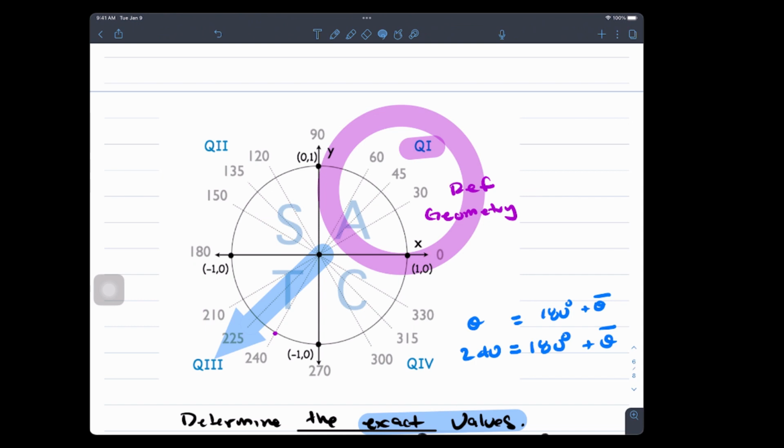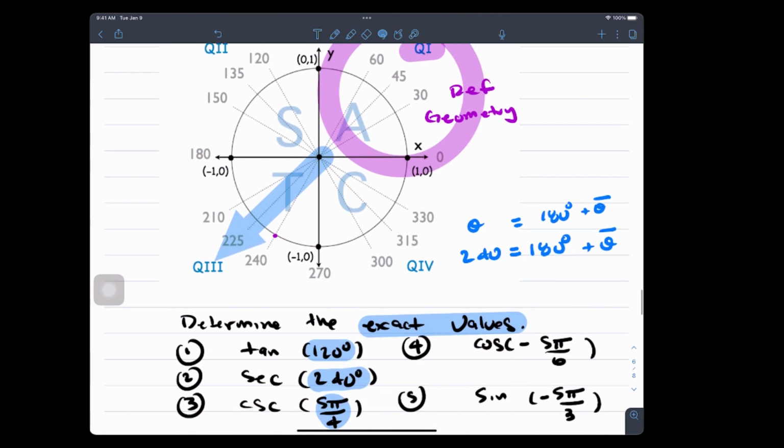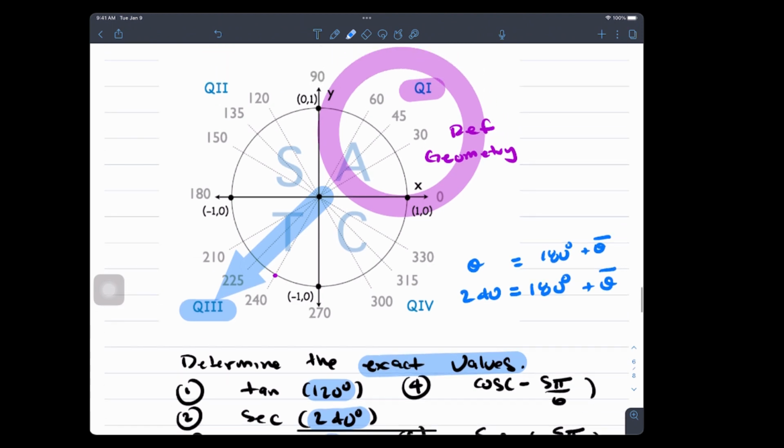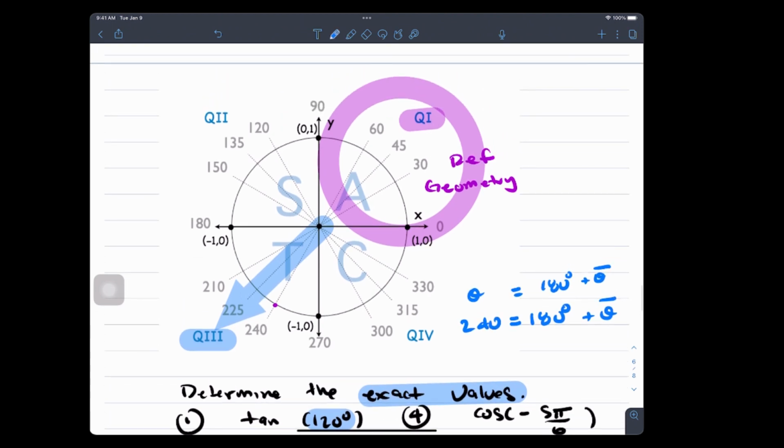So this angle lives in quadrant what? 3. Is that okay? Do you guys understand what's going on with that? Do the multiples of 45. You say 1 times 45, 2 times 45, 3 times 45. Sorry, 1 times 45, 2, 3, 4, and then finally what? 5.